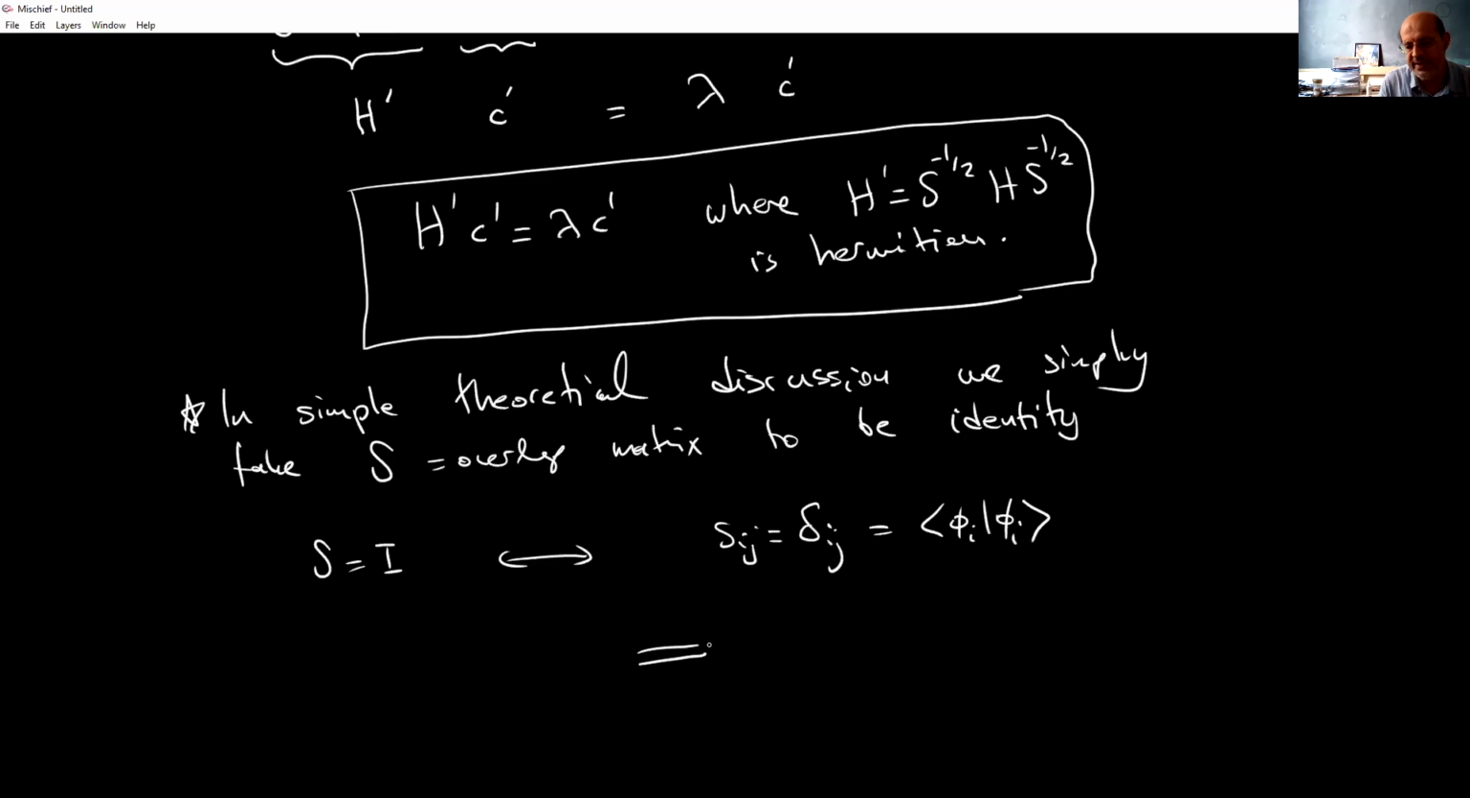This is the same thing as saying that the set of molecular orbitals that you have chosen is an orthonormal set. In reality, they are approximately orthonormal most of the time. Not exactly, but in theoretical discussions, the mathematics is complicated, but this complication is irrelevant. So we just assume that this overlap matrix is identity. You can think of it as an additional approximation to all of these approximations that we have made.